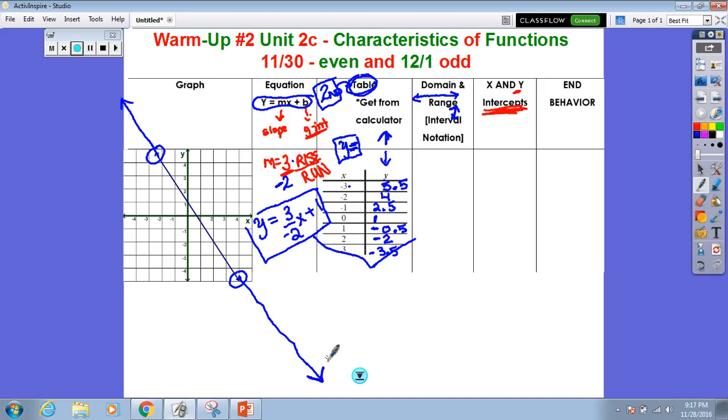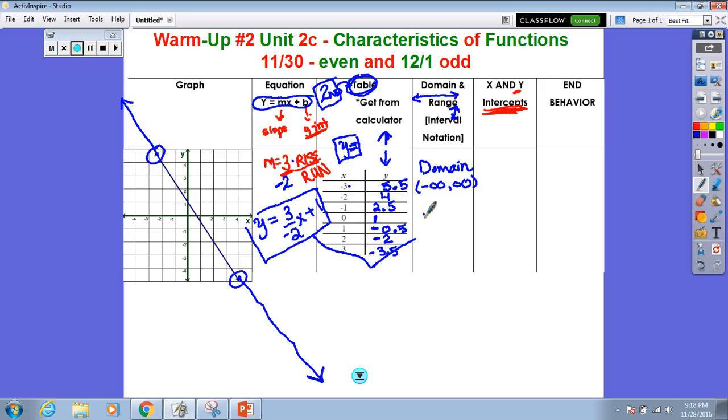So if that's the case, how far to the left and how far to the right does this graph go? It goes to infinity. That's what infinity means. Infinity means that it goes on and on forever. So if your graph does not end, then my domain is going to be negative infinity to positive infinity. Okay?